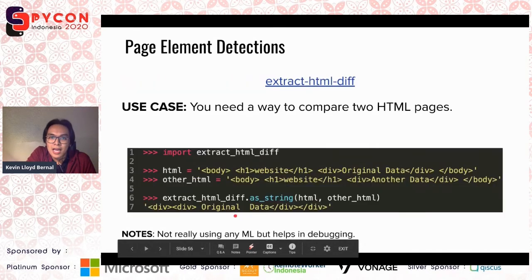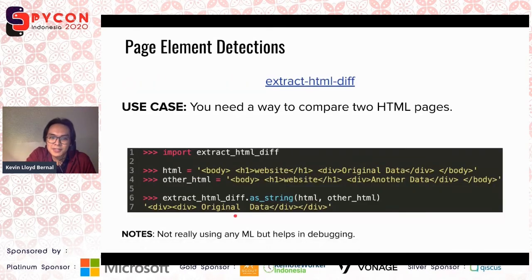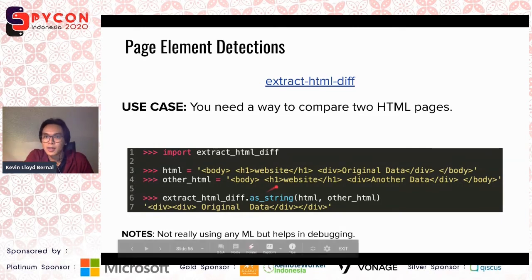And then lastly, this is not really related to machine learning, but it helps in debugging. So if you actually need a way to compare two HTML pages together, you could use this one.